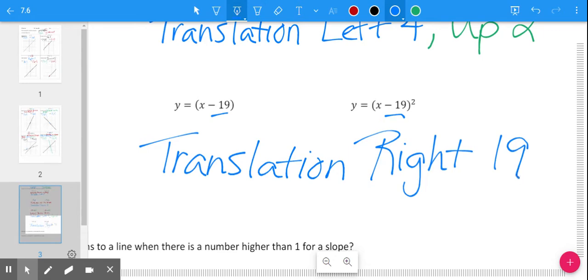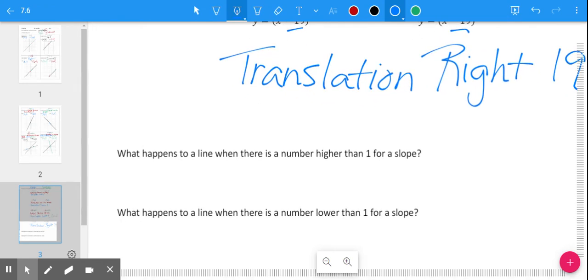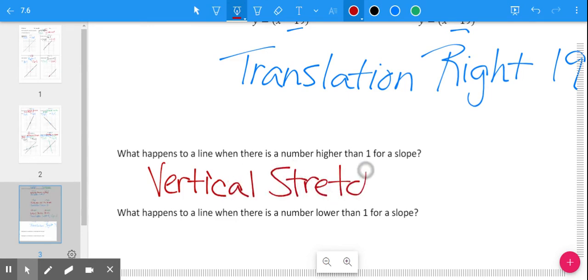19. And again, the one on the left is linear because there is no exponent. The one on the right is quadratic because there's a 2 in the exponent. So down here, what happens to a line when there is a number higher than 1 for slope? And that is a vertical stretch, which is also known as a horizontal shrink.